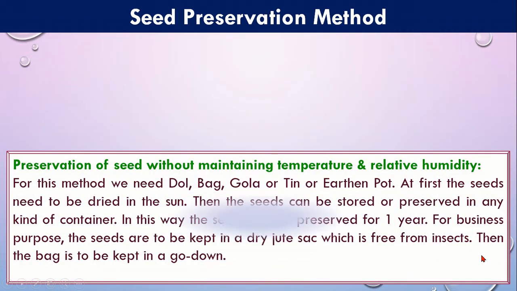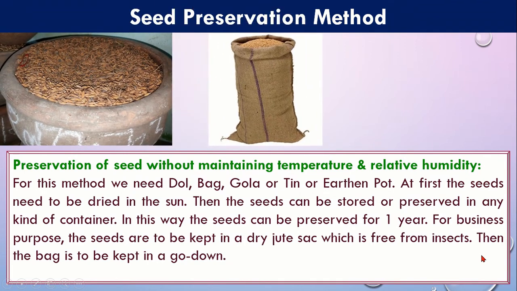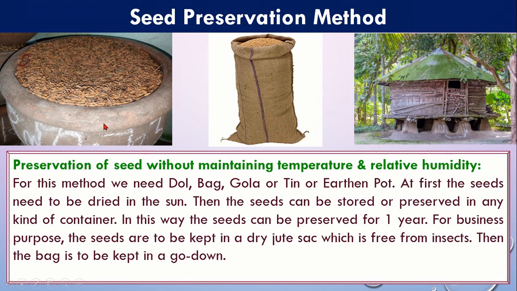So, what is the method of seed preservation? If you have a look, there are some pictures over here, which show the local methods of seed preservation. This is the earthen pot. This is the gunny bag, a local method as well, and this is the shade which is made in front of the house. These are all our local methods of seed preservation, preserving seed without maintaining temperature and relative humidity.